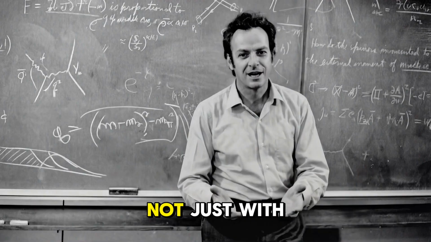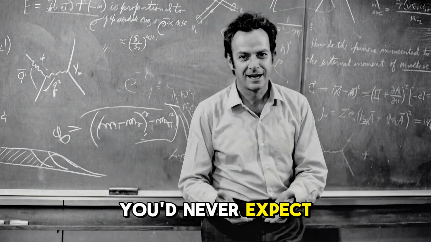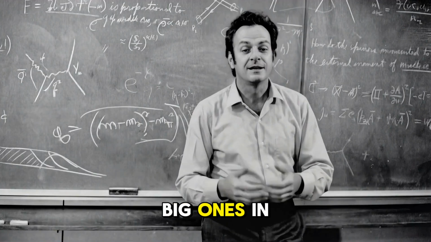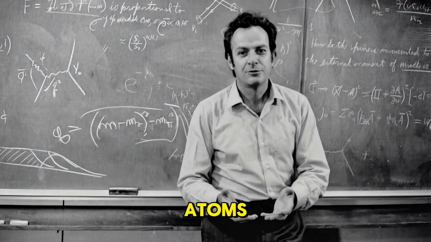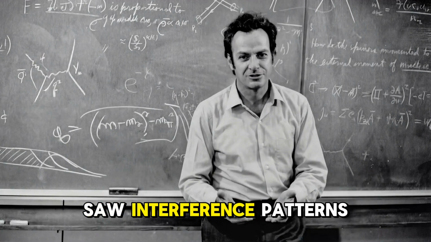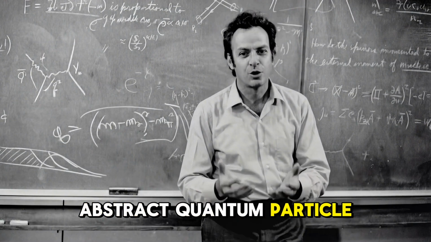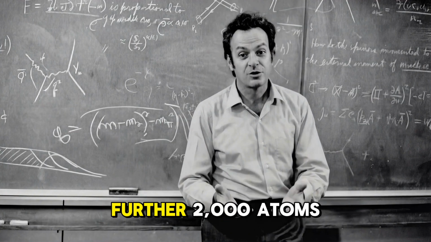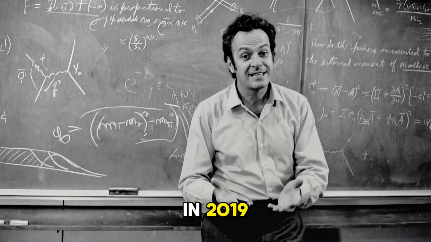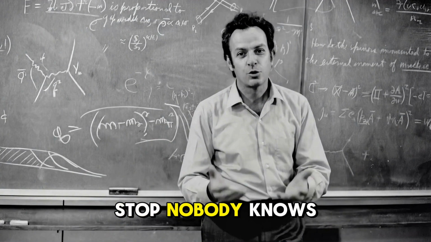We've tested this not just with electrons and photons, but with things you'd never expect. Molecules, big ones. In 2013, scientists sent molecules made of 810 atoms through gratings and saw interference patterns. 810 atoms. That's not some abstract quantum particle. That's a chunk of matter you could almost call visible. They pushed it further. 2,000 atoms in 2019. Still works. Still shows interference. Where does it stop? Nobody knows.